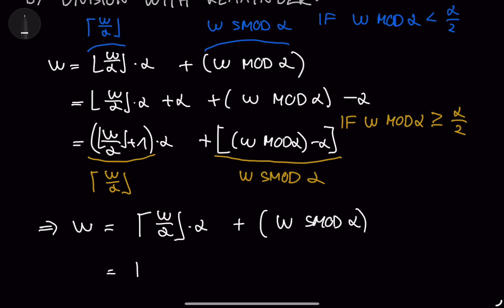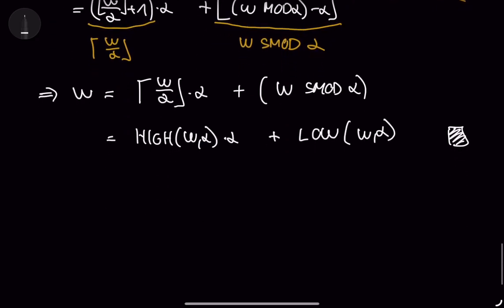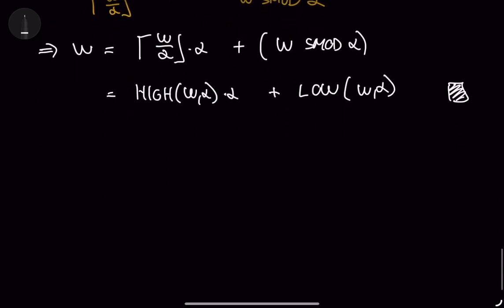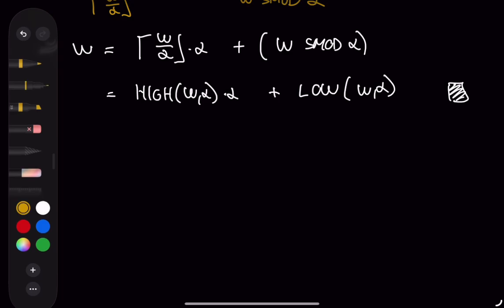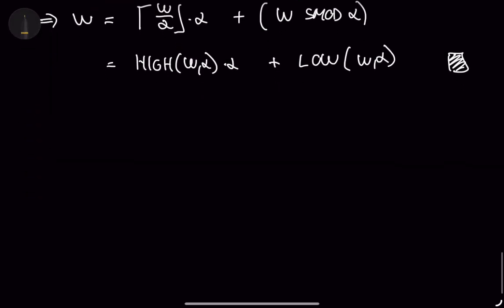Which is exactly the high part and the low part. And this is how the proof is done. I guess it's quite reasonable to consider one example for the high and the low and this decomposition of this W.